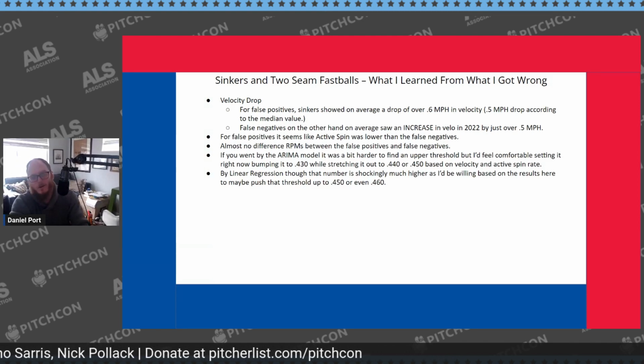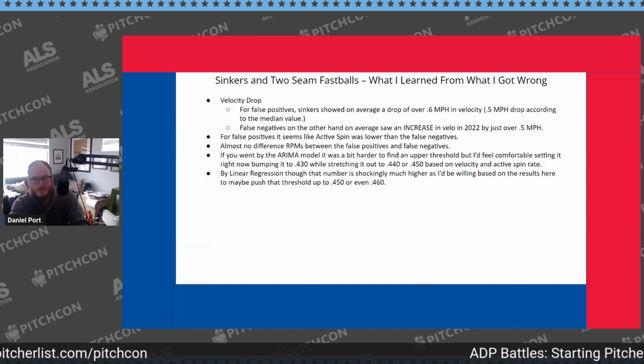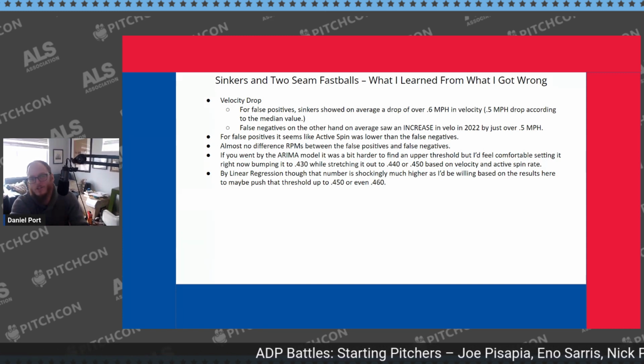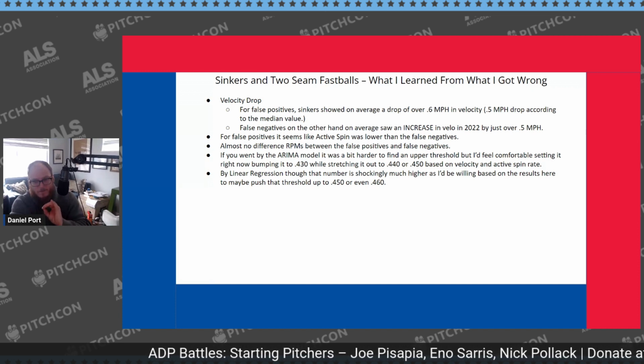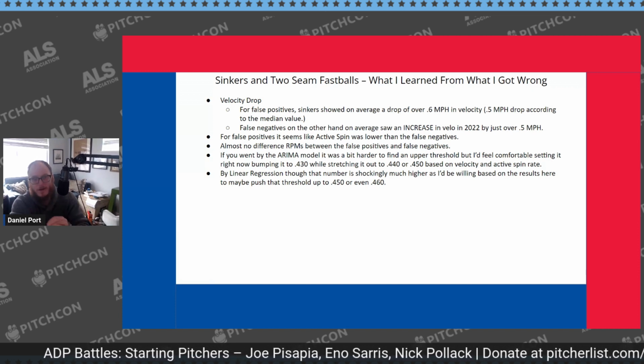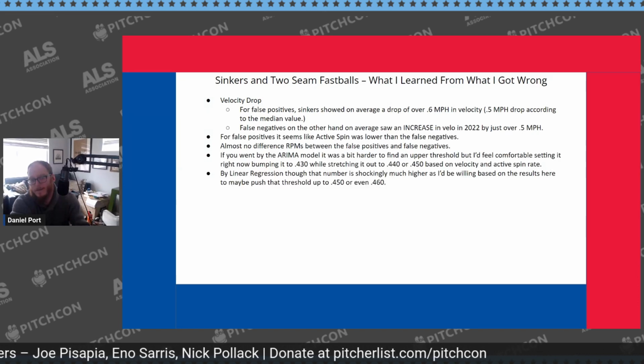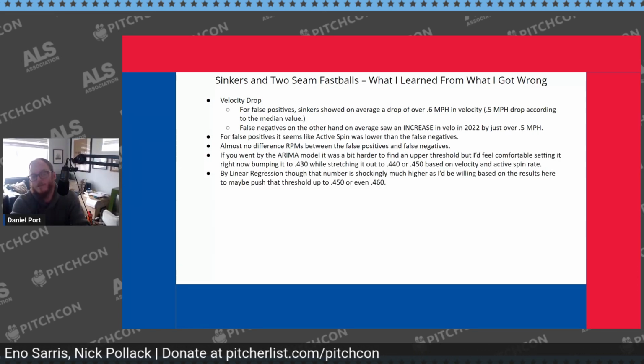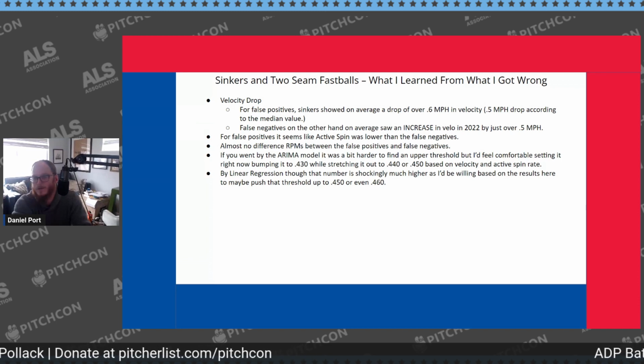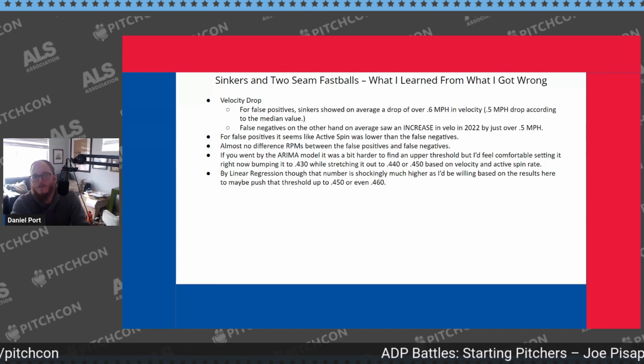And then by linear regression, that number blew me away, because usually linear regression is a little more conservative in my experience. It was shockingly much, much higher. If you were to go by linear regression, that was the model you found yourself trusting more. You could almost bump up to 0.450, 0.460 based on the results of 2022. It's really, really interesting. I'll be interested to see if that trend carries over into 2023.